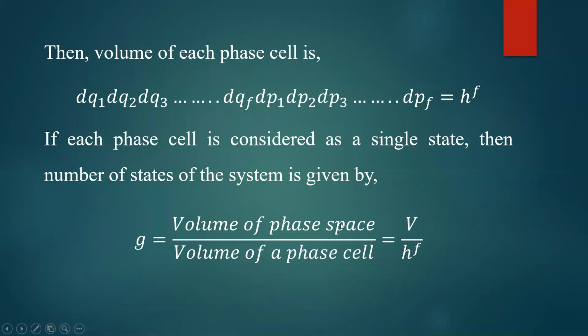Okay, total volume divided by volume of one cell, that will give you the total number of available states. I will tell you how many states are occupied. So that is given by V divided by h to the power f, where V is the total volume divided by the volume of one cell, that is h to the power f, where h is a constant which has the dimension of angular momentum. Okay, remember that.